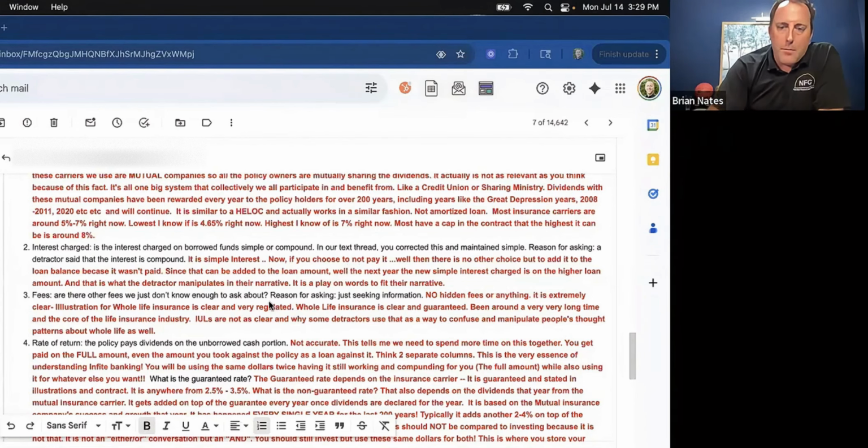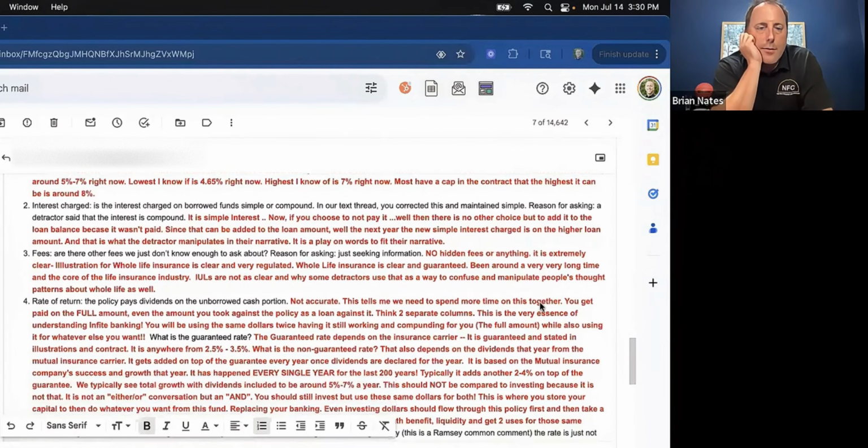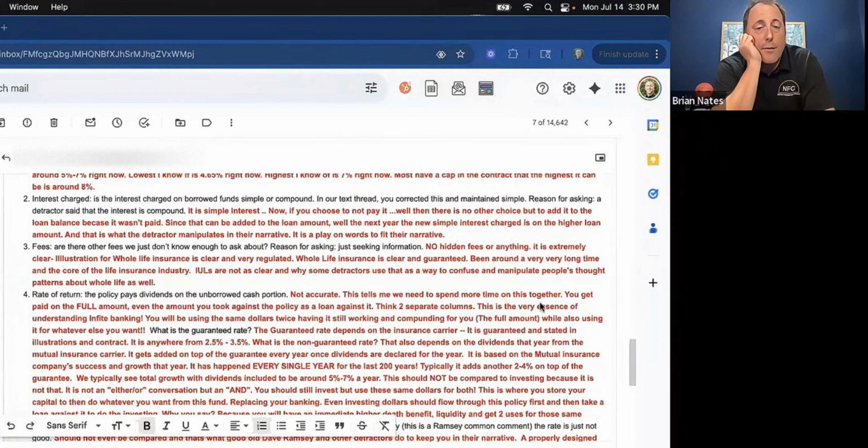Okay, so our fees: are there other fees? No, there's no hidden fees or anything. It's actually extremely clear. The illustration for the whole life insurance is clear. It's actually, like I said, very regulated. Whole life insurance has been around forever. It's the core of the life insurance industry. Do your research, understand how whole life works, and it's been tried and true. We just added in the industry more designs, the paid up additions, right? Things like that, so that it can become cash efficient, and such an unbelievable system when used right.